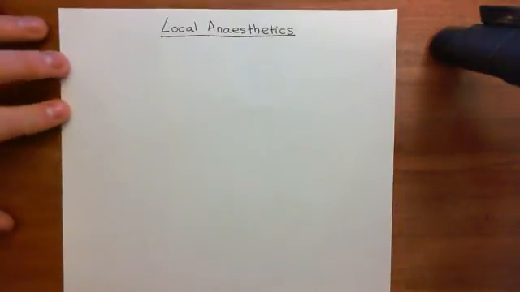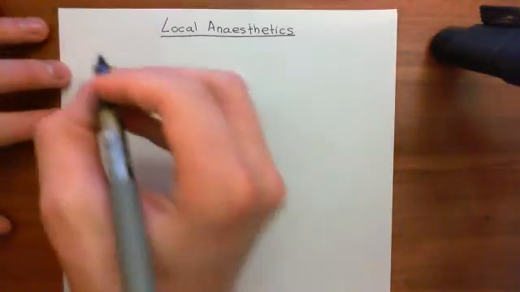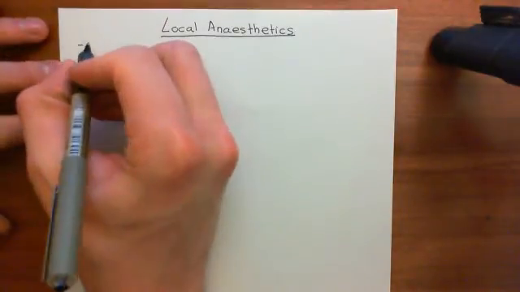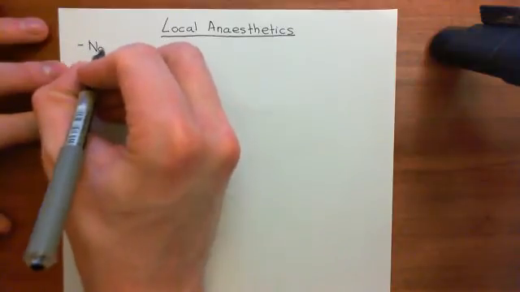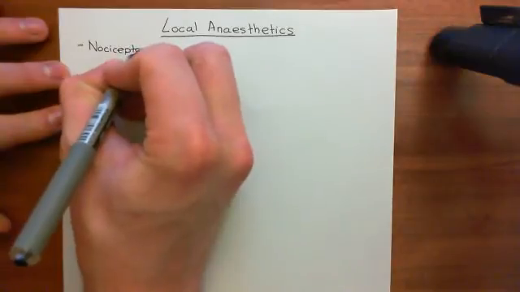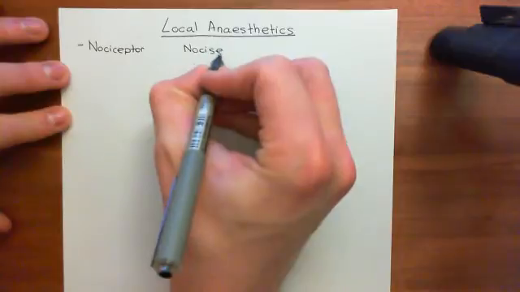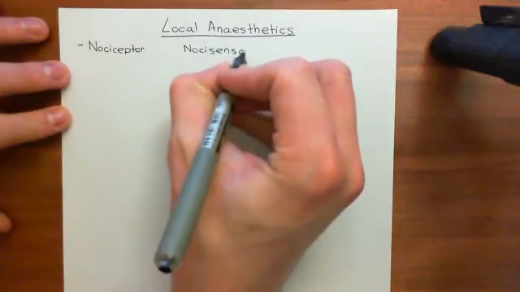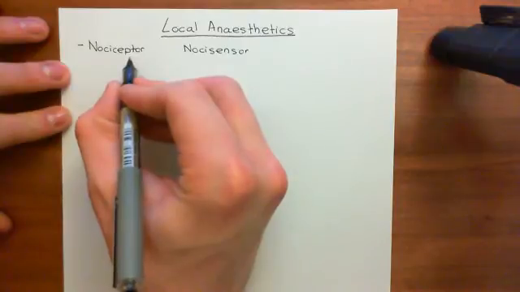So let's start off then by discussing nociception. Okay, so we're going to start off with basic concepts within nociception. So we're going to start off with the difference between a nociceptor and a nocisensor. Okay, so a nociceptor means the neuron which is capable of detecting painful stimuli.